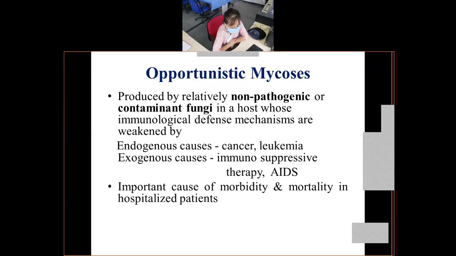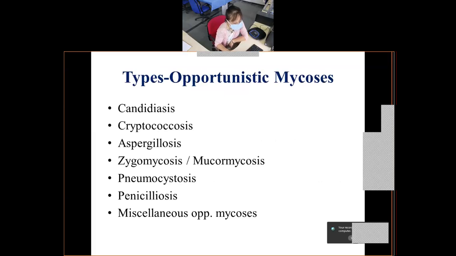And it has been observed that this group of mycoses can cause a lot of morbidity and mortality in hospitalized patients. So the types you can classify, these are the mycoses, which basically means the infections. You can have candidiasis, cryptococcosis, aspergillosis, zygomycosis or mucormycosis, which are caused by the zygomycetes. Then you have pneumocystosis, penicilliosis, and certain other miscellaneous opportunistic mycoses.